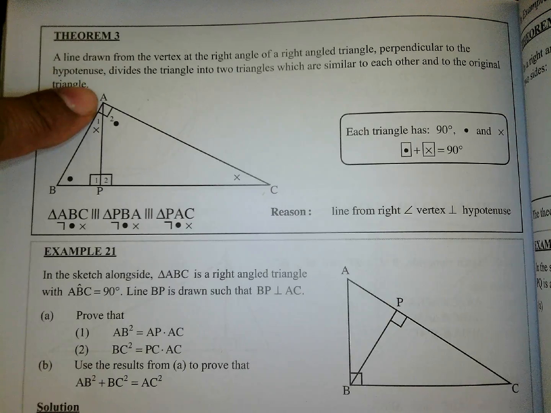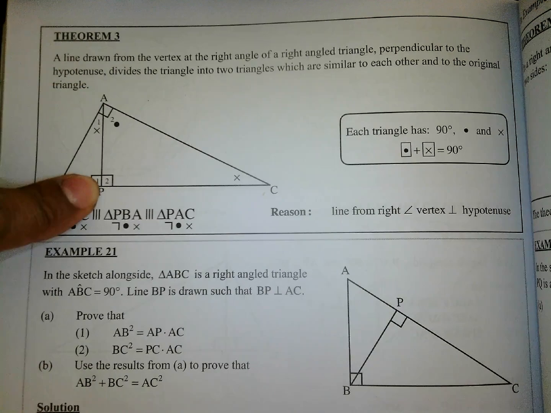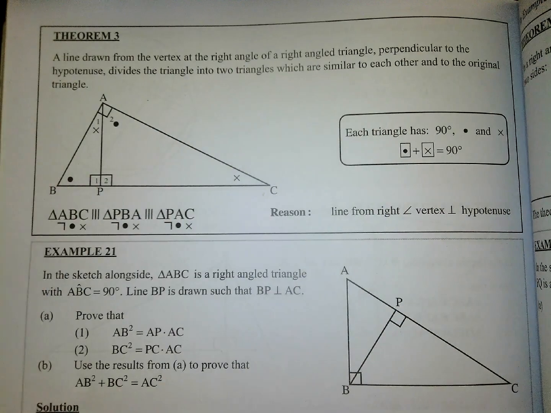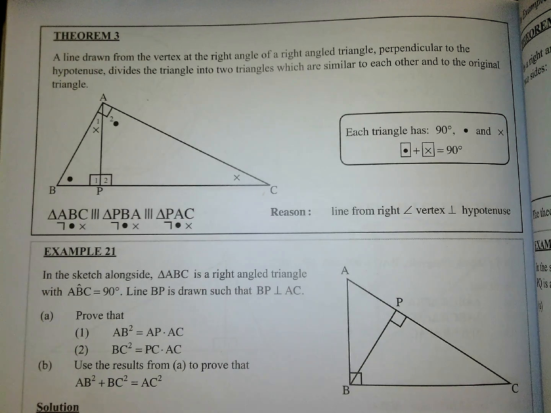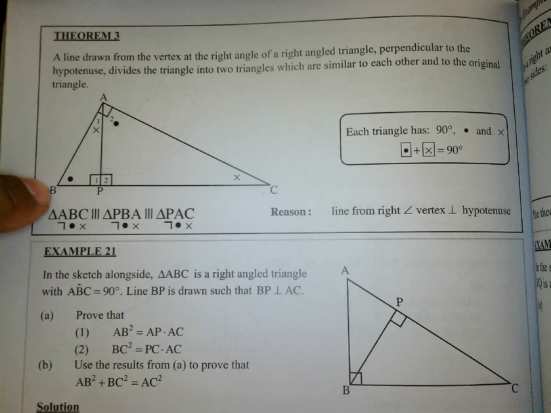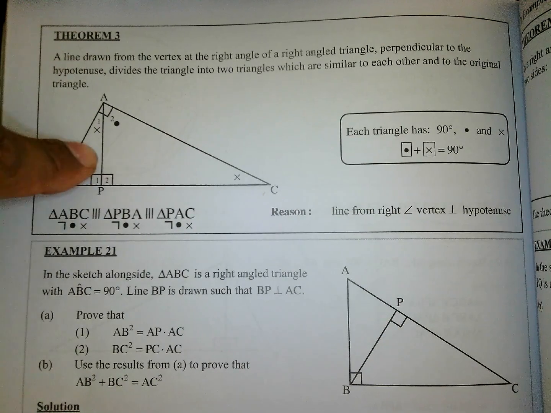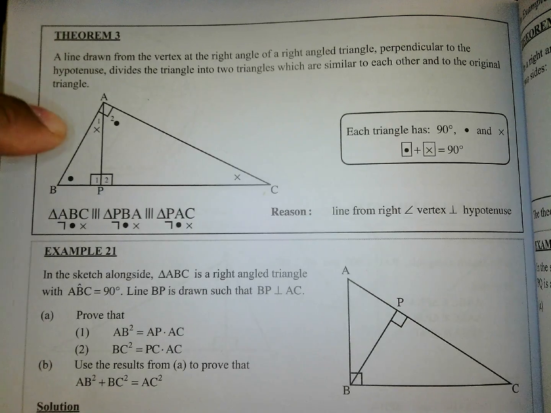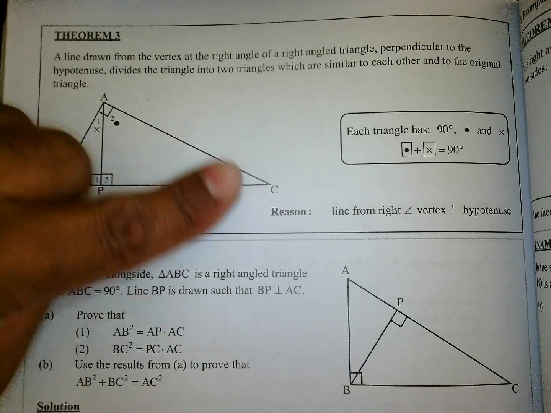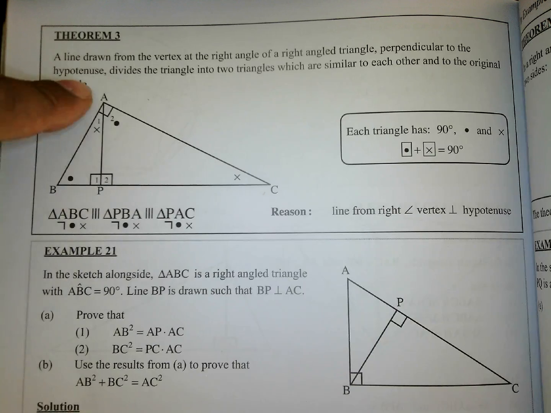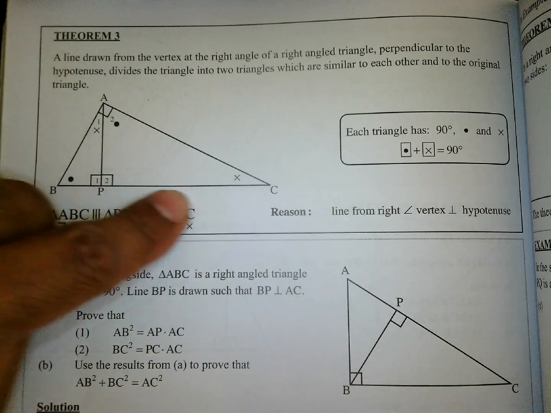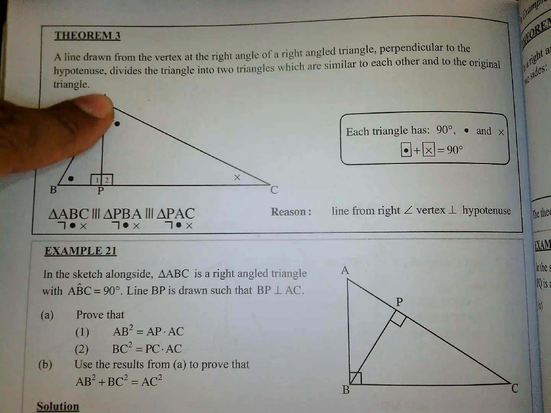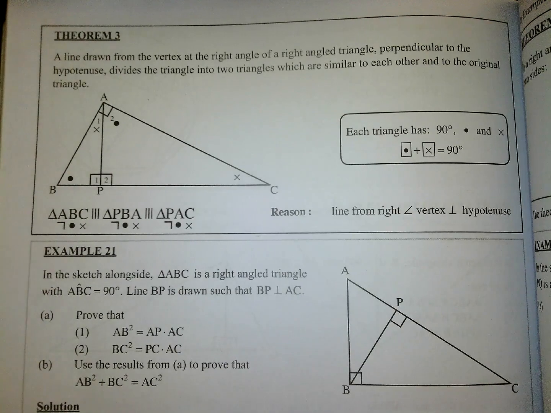So meaning that the line that is drawn from your vertex perpendicular to your hypotenuse side, right, divides the triangle into two triangles, meaning the triangle A, B, and C is divided into two triangles which are similar to each other and also to the original, meaning that triangle number 1, number 2, and number 3, they are similar, right?